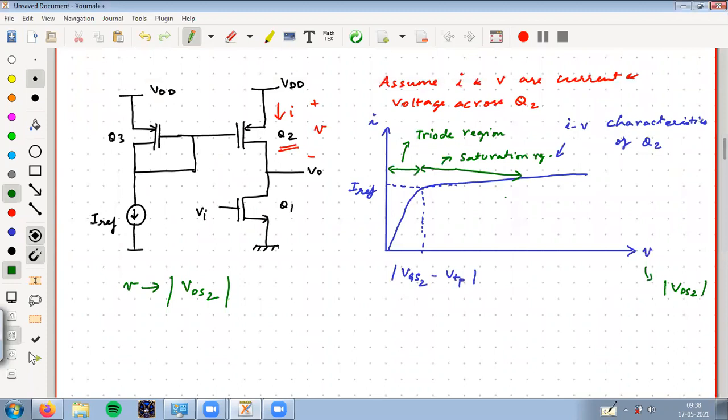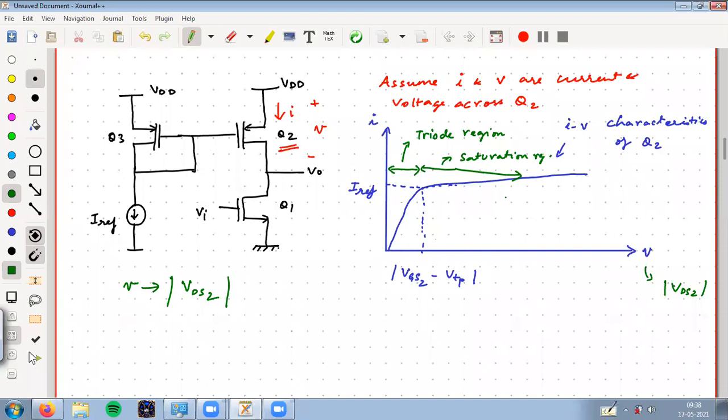Right. So what we saw earlier is we have drawn the IV characteristics of Q2. Q2 is obviously a PMOS transistor, right? So all these values which you see, the VGS2 minus VTP, all that will be in modulus, so that the shape of it is not inverted. It doesn't look inverted.